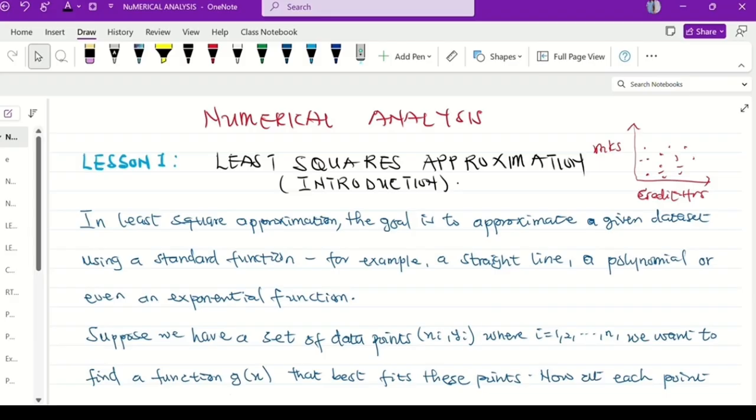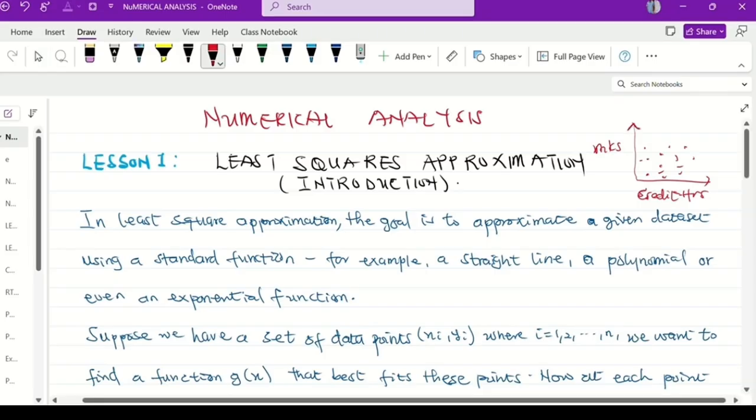Let's imagine you have a set of data points on a graph, for example, marks of students compared with the number of hours they study. Now, if you plot those points on the graph, they won't form a perfect straight line. They might be scattered here and there, so when you consider the graph here, they will scatter like this.